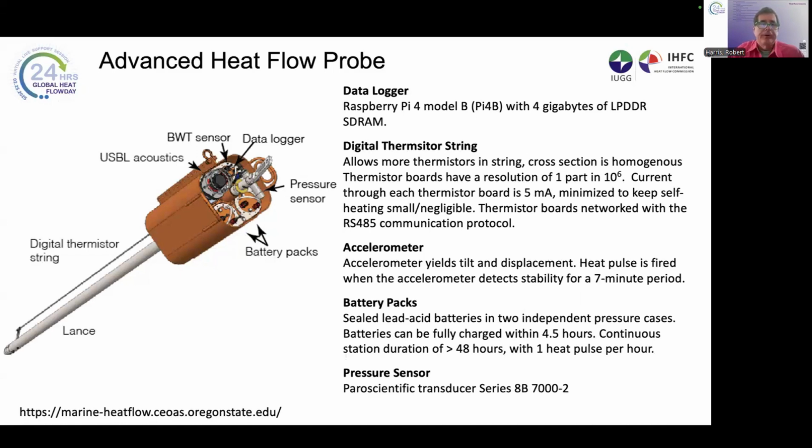One thing I didn't mention is that with the advent of the Lister probe or violin probe, it's very robust. The thermistor string is sensitive, and so with a single lowering through the water column, we can make multiple measurements, and that's called pogo mode. And I'll show an example of that in a few slides.